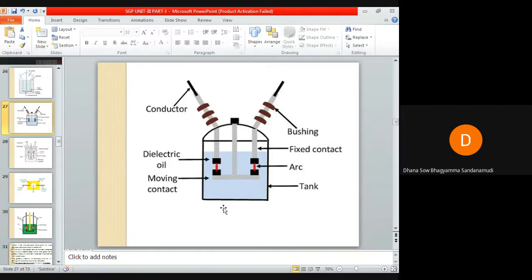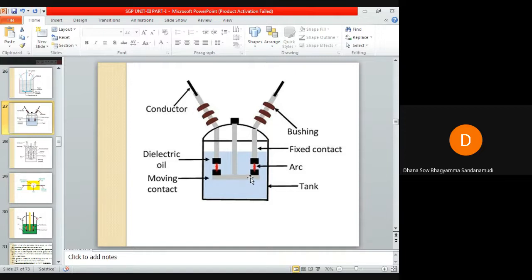The main drawback of the double break plain oil circuit breaker is the unequal voltage distribution across the breaks. Thus, unequal sharing of the total interrupting duty is caused.